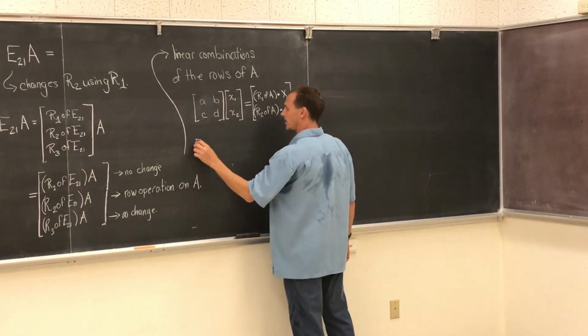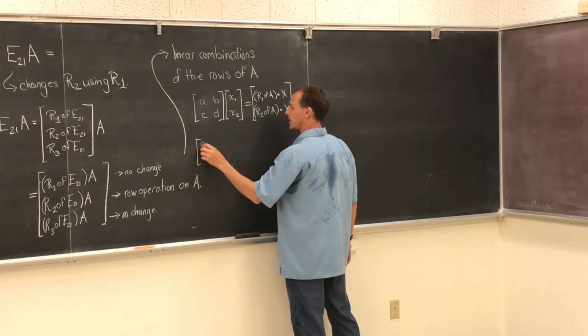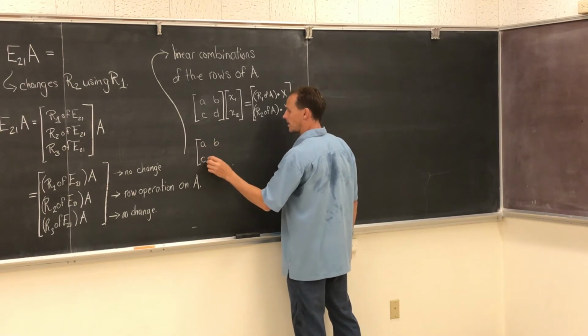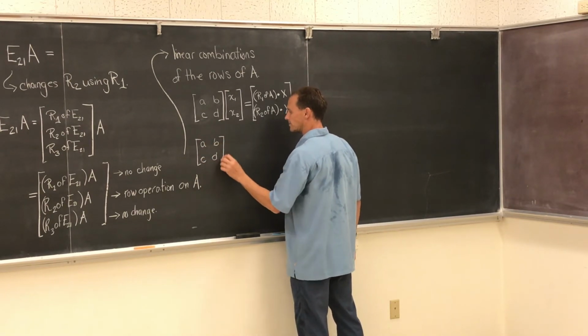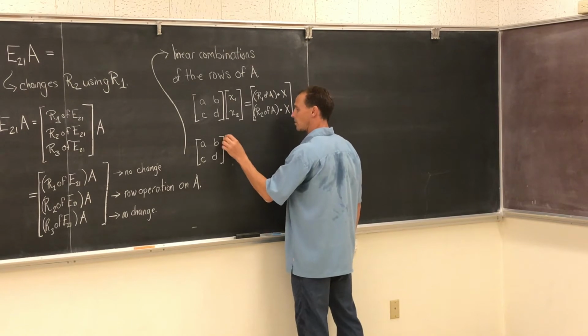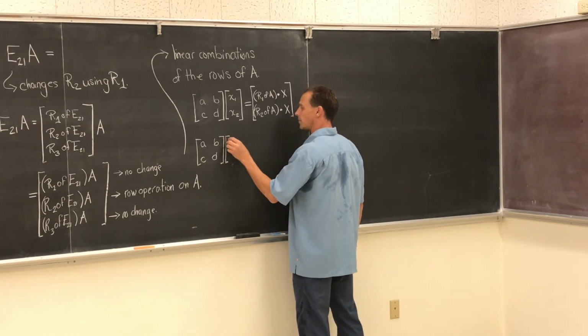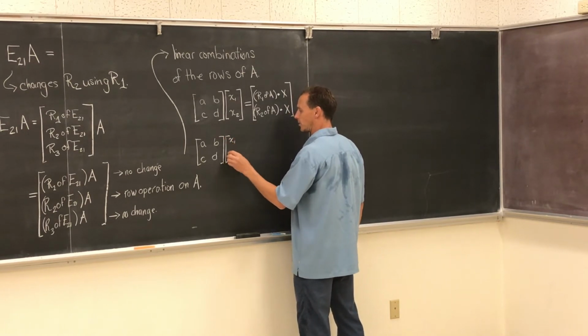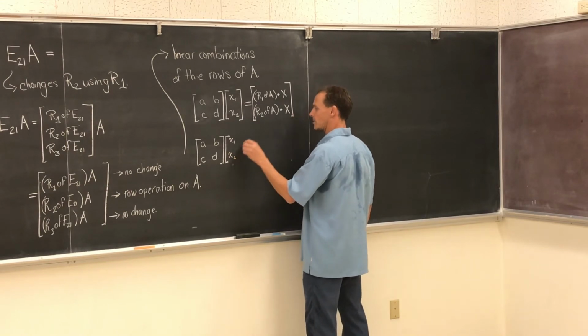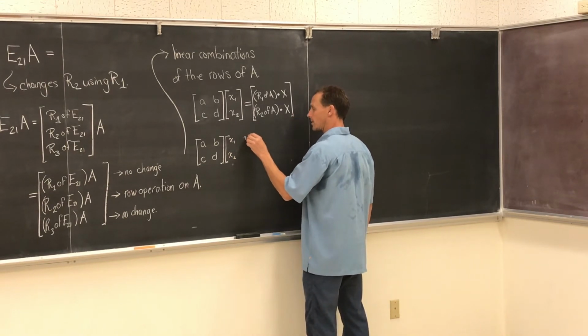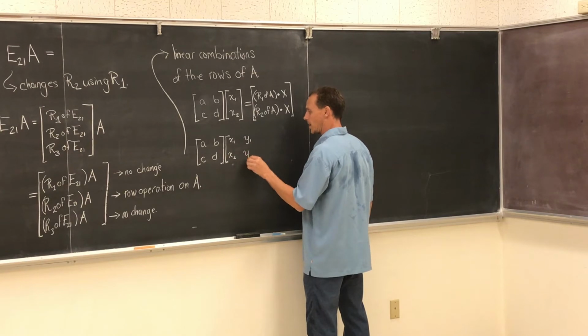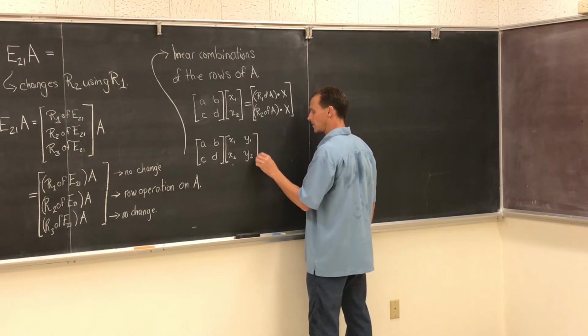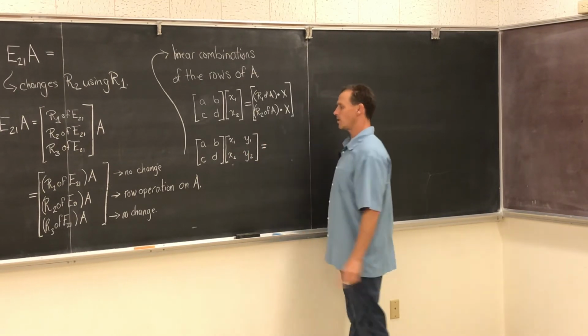Okay, now, think about this though. What if I have the same matrix, A, B, C, and D, and I wanted to multiply it by a matrix x1, x2, and then maybe we have a y1 and a y2. Well, what have we done?